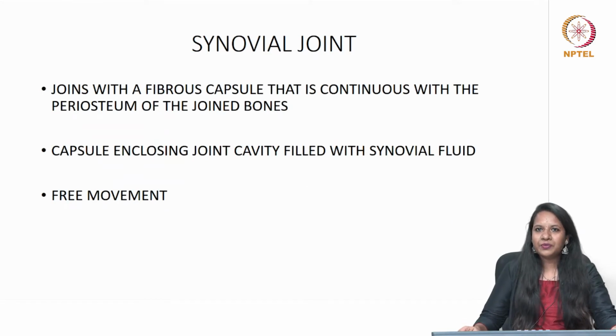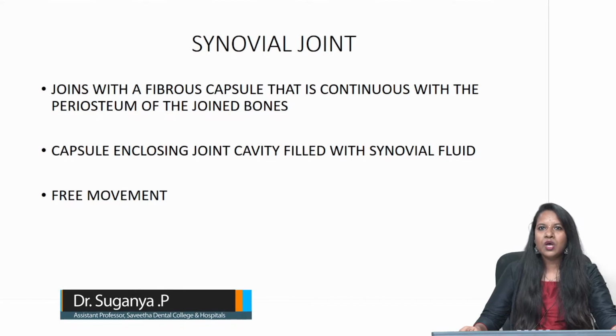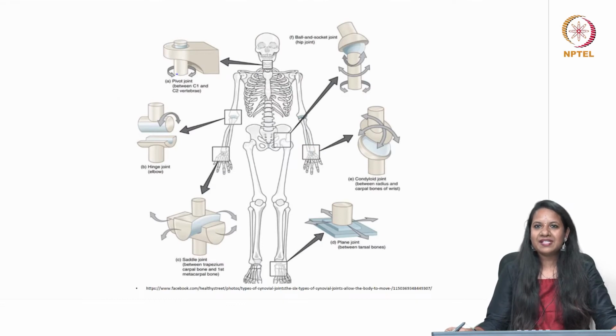Moving to the synovial joint. A synovial joint permits free movement and this joint is nothing but the extension of the periosteum of the joint bones, and it has a capsule enclosing the joint cavity which is filled with a lubricant known as synovial fluid. These are the types of synovial joint.